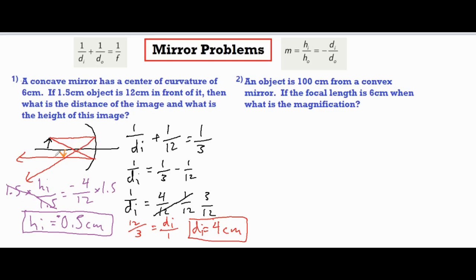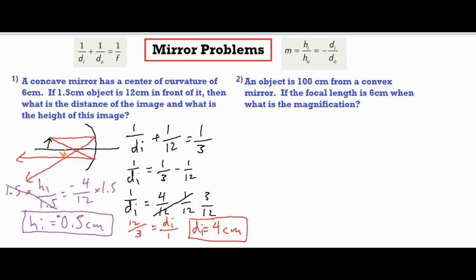it's inverted. So my little orange image over here is inverted, and does also look a little bit smaller than my distance, or excuse me, the height of my object. Although my drawing's not great, the orange arrow is a little bit smaller, so it does look like it matches up with my numerical answer in purple over here.